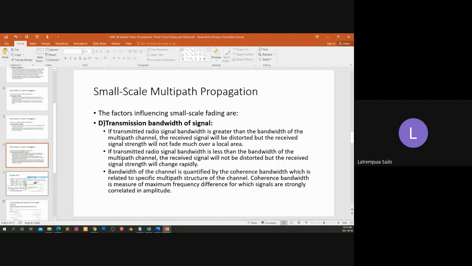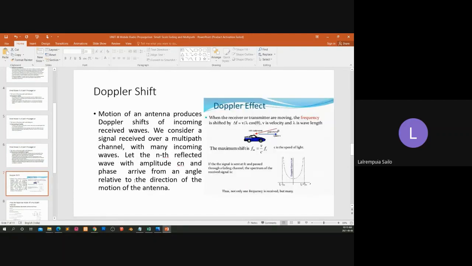Let's move on to the next slide. Slide number 7, Doppler shift. Motion of the antenna produces Doppler shift of incoming waves. I already explained this on the internet also, in the browsers. Antenna means, for example, a mobile phone also has an antenna, and different types of wireless communication devices have an antenna.